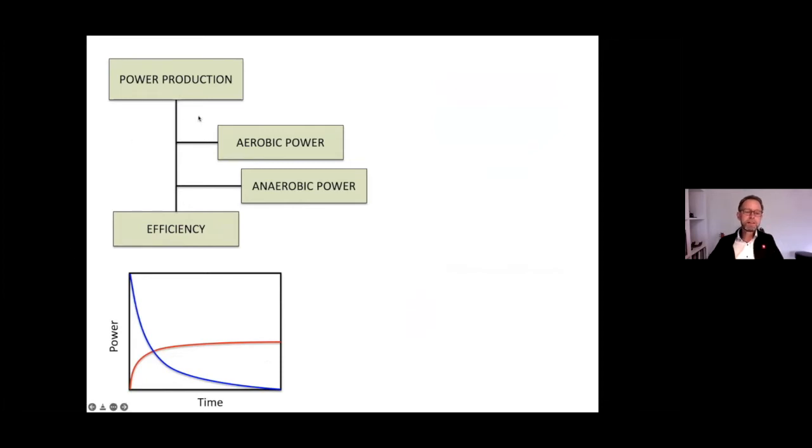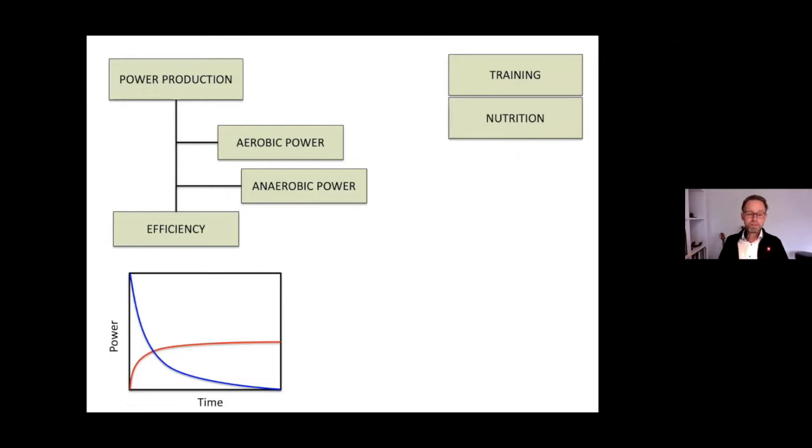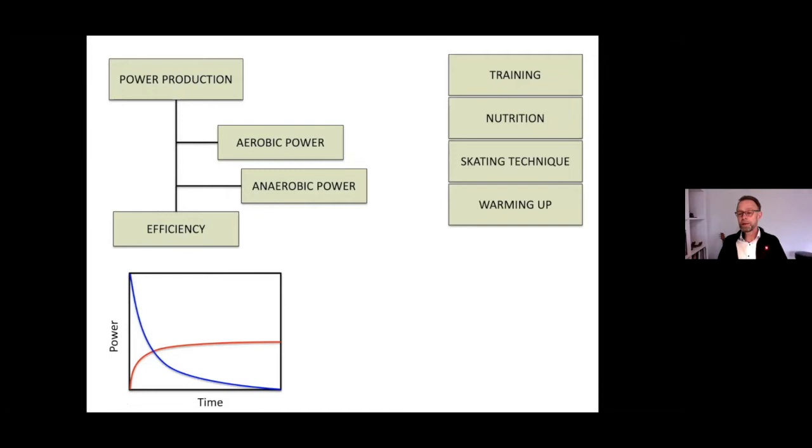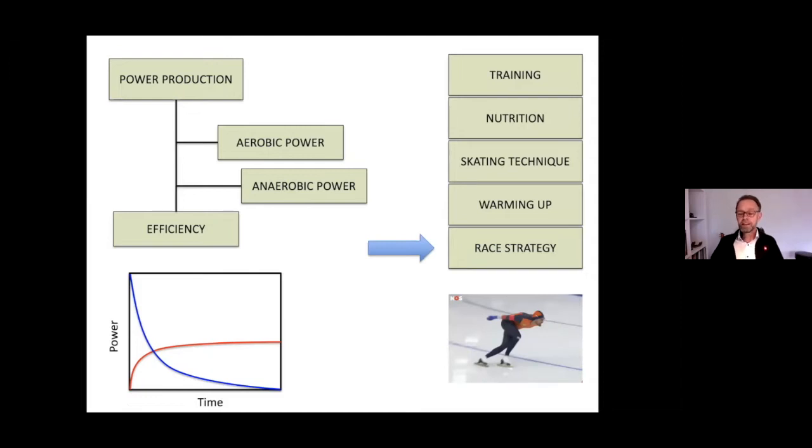So if we look at the power production and we want to say things about it, then we can, for instance, look at the training of the athlete, the nutrition part, the skating technique, because skating technique is doing something with how much aerobic power you can produce with your legs or anaerobic power you produce. Warming up is a factor. Race strategy is a very important one. And the race strategy I will come back to later in this talk to explain the performance of Nuis yesterday.